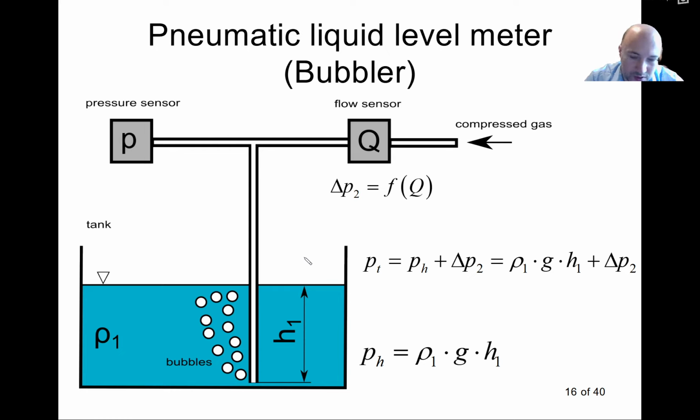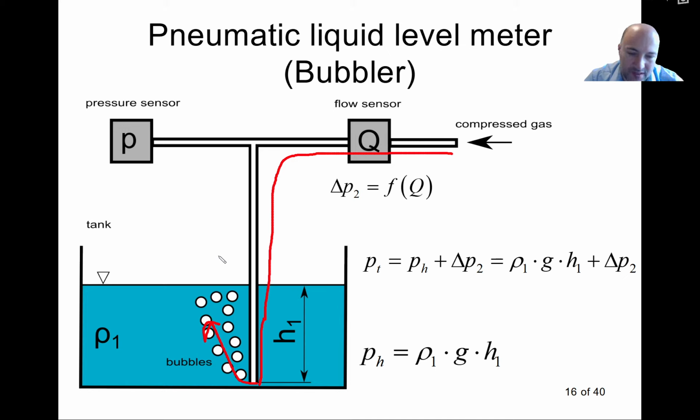Now, how does it work? We have a tube that is submerged in our tank all the way down to almost the bottom. And we are blowing compressed air into our liquid. So here is a source compressor and we're blowing compressed air. And here it will escape as bubbles.